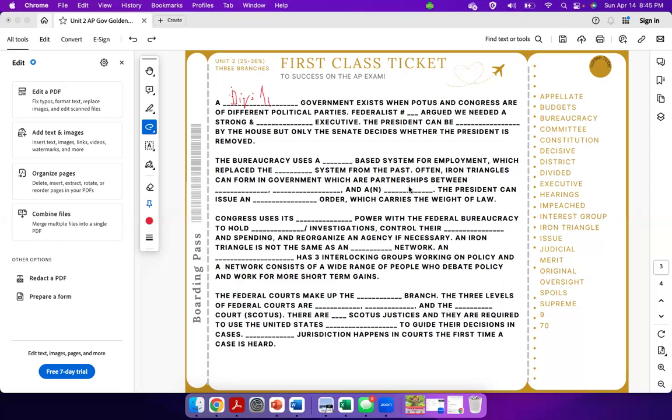Okay. The president can issue what's called an executive order, which carries the weight of law. Why do presidents use executive orders over law? What's the benefit of an executive order?